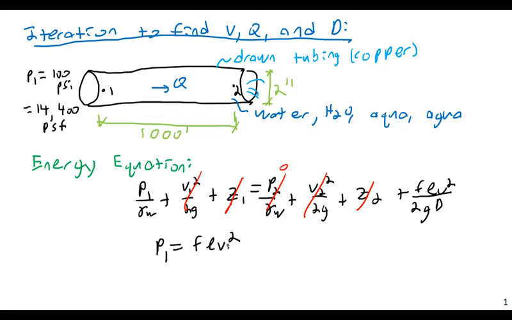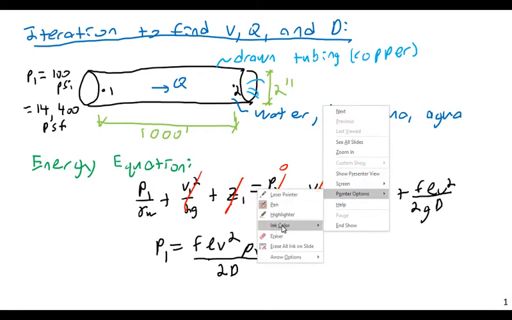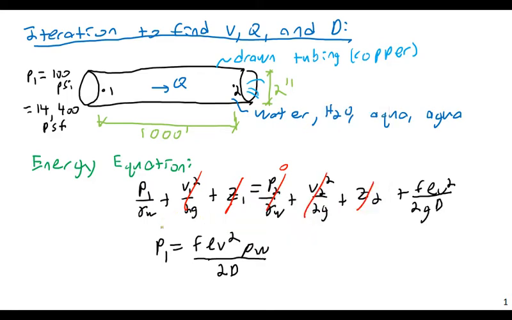If I want to get rid of the g, I can say P1 equals f L V squared times rho water divided by 2D. So I now have several variables: the pressure, the friction factor, the length, the velocity, the density, and the diameter. Let's look at what I have and what I don't have. I have the pressure, I have the length, I don't have the velocity, I have the density, and I do have the diameter.